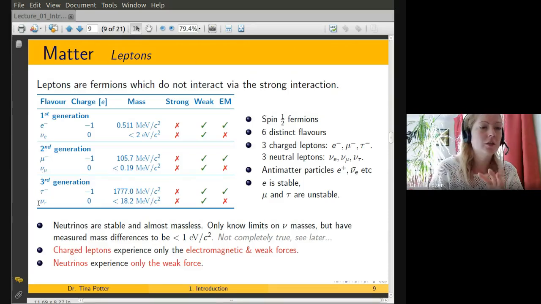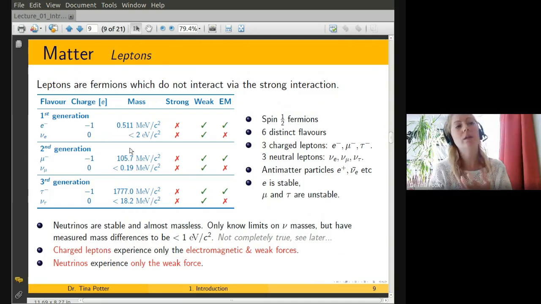Now, these are quite interesting. We will treat them as massless and stable in this course, and that's not quite true. We've got upper bounds on their masses, but we know that actually they must have some mass from neutrino oscillations. We'll have a look at that towards Easter.